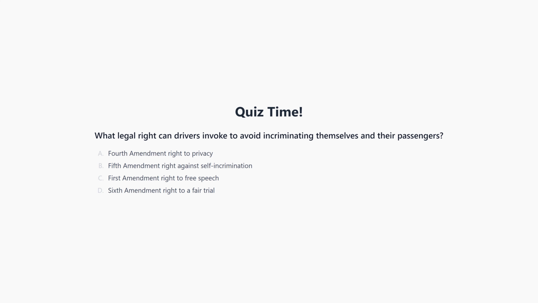Now it's time for a quick quiz. What legal right can drivers invoke to avoid incriminating themselves and their passengers? Here are the options. A. Fourth Amendment right to privacy. B. Fifth Amendment right against self-incrimination. C. First Amendment right to free speech. D. Sixth Amendment right to a fair trial. You may pause the video now to think about the answer. We will discuss the answer in the next section of the video.